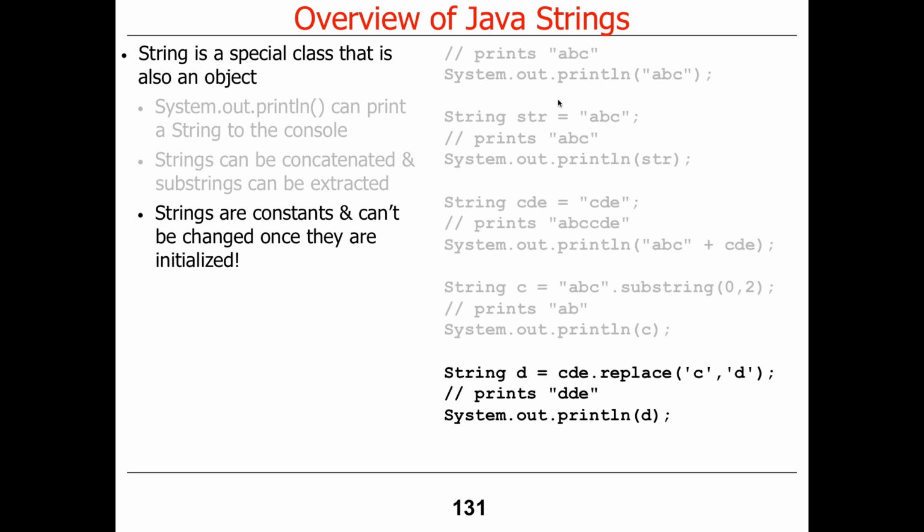So here's a funky example where we have string CDE, and as you recall, CDE had CDE, and we want to replace C with D. And so when we say CDE.replace C with D, that doesn't modify CDE. It creates a new string called D. It should be called DDE. And it goes ahead and makes basically a copy of CDE replacing C with D.